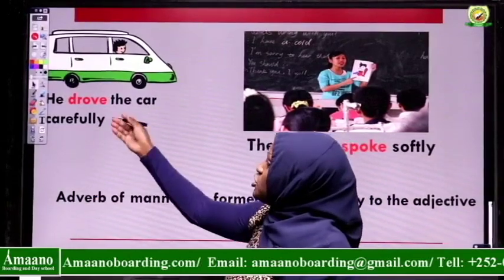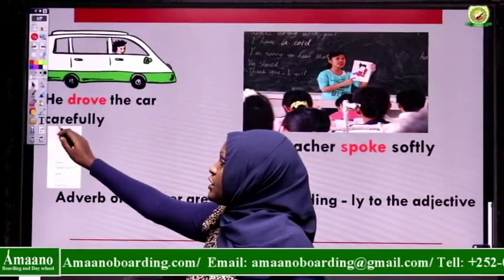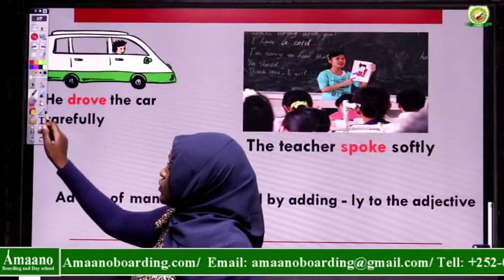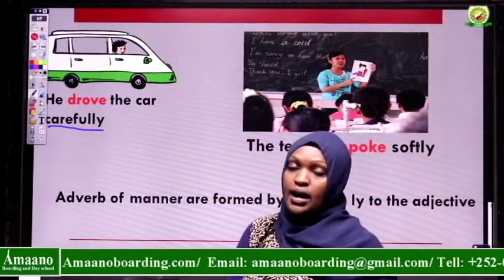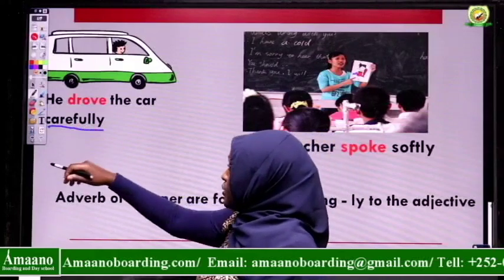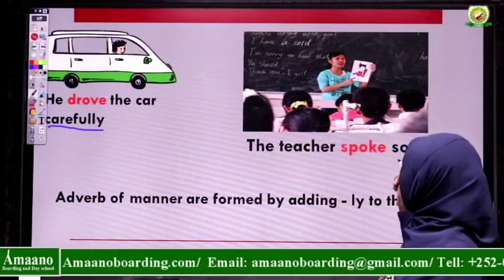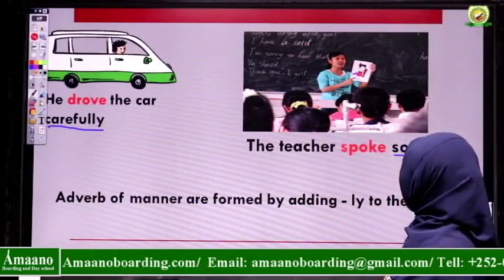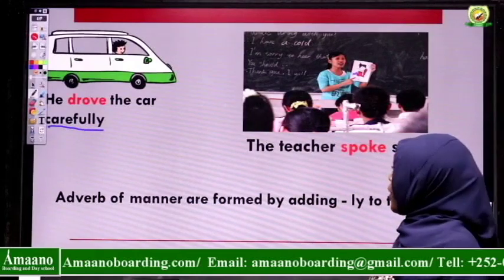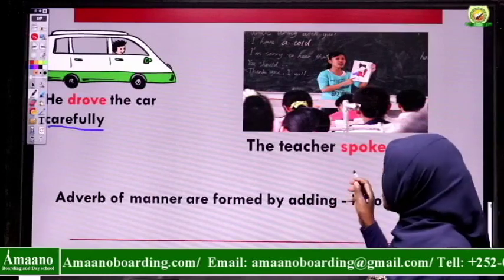So he drove the car carefully. So we have the word carefully, which is the adverb. How did he drive the car? He did it carefully. Then the teacher spoke softly. This is the adverb. We have the verb. What is the verb there? Spoke.